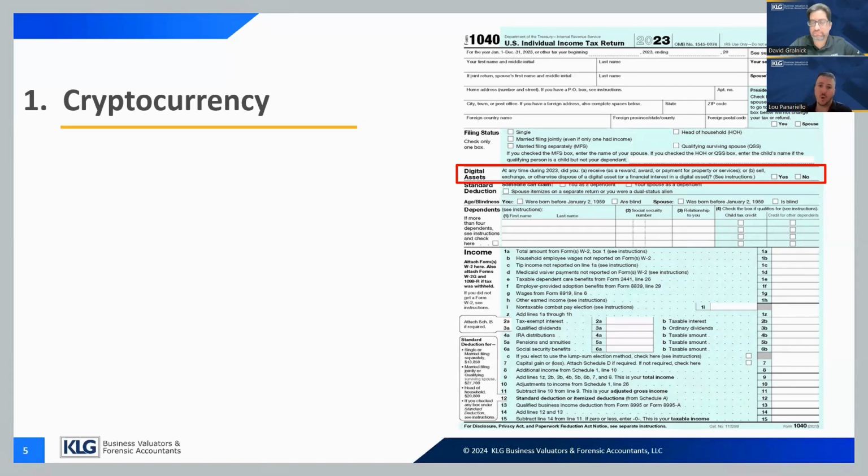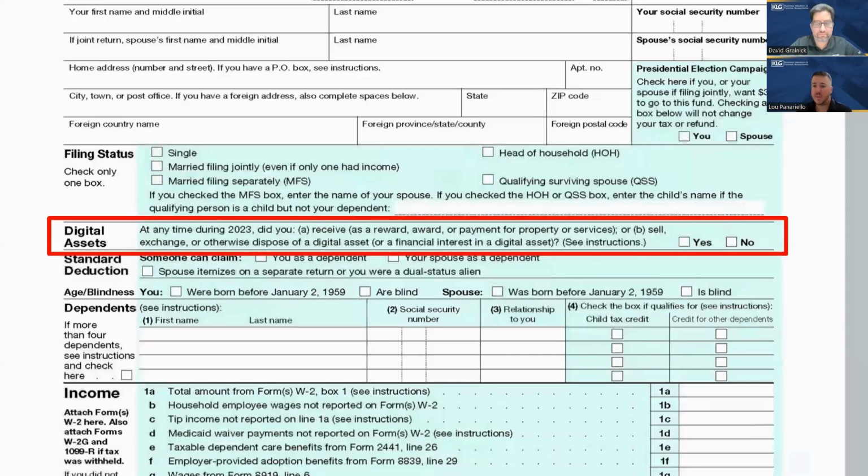So in 2020, the IRS introduced this box that you see here over on the right. Now, this is right on the first page of the tax return. Let me zoom in there. All right, so this is right on page 1 of Form 1040, and it requires the taxpayer to disclose whether or not they received or sold digital assets.